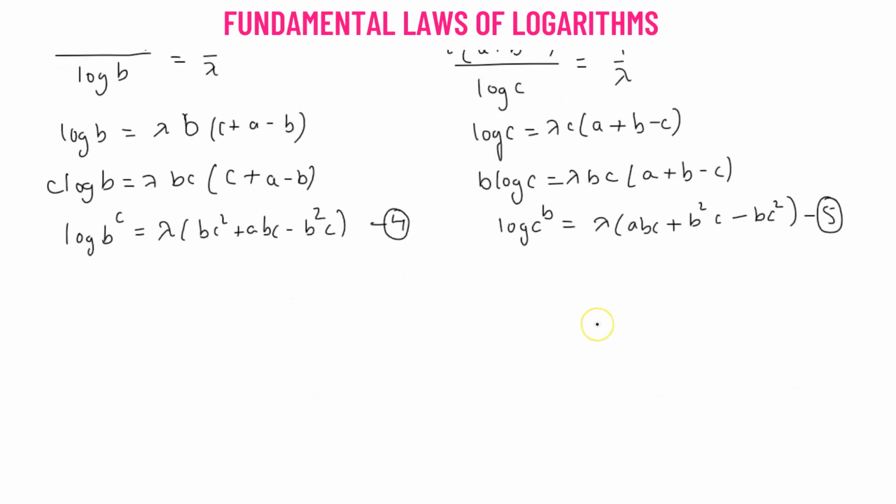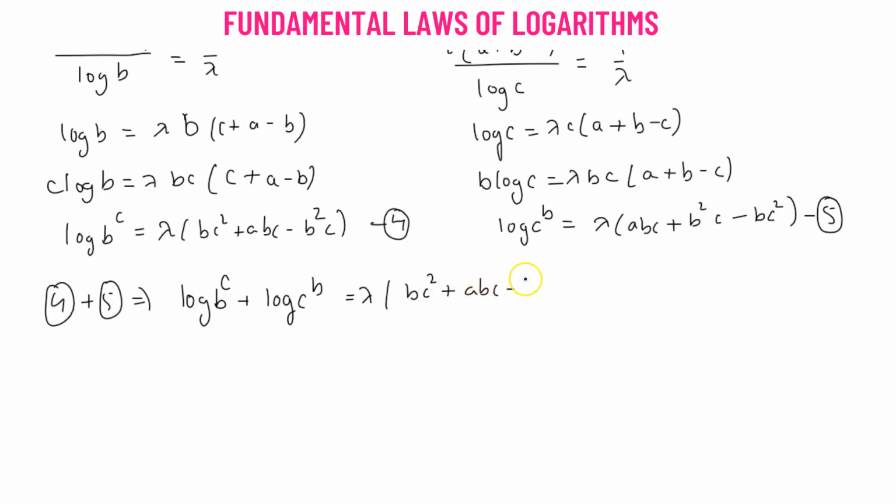We'll add 4 and 5, so 4 added to 5. This is going to give us log of b raised to the power of c added to log of c raised to the power of b equals lambda, common, multiply to bc squared plus abc minus b squared c plus abc plus b squared c minus bc squared. So bc squared, negative bc squared, positive bc squared, negative b squared c, positive b squared c, it gets cancelled, gives us 2 lambda times abc.